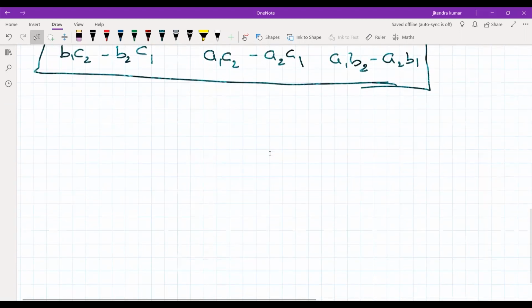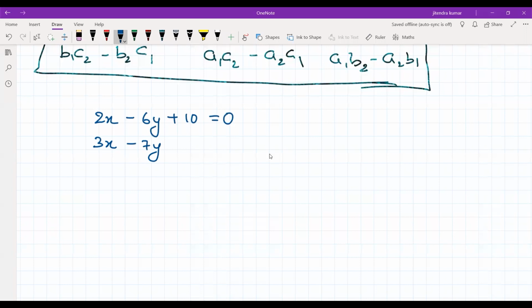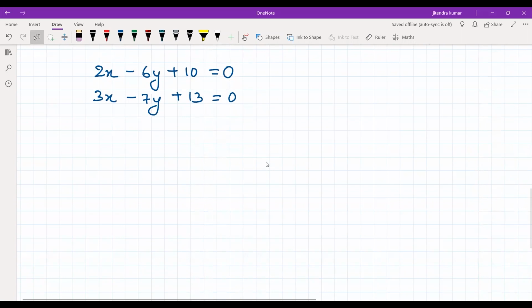So let's take one example: 2x minus 6y plus 10 is equal to 0, and 3x minus 7y plus 13 is equal to 0. These two linear equations are already written in the standard form, that is, the constant terms are already on the left side, so we don't need to do any rearrangement. We are clear about what our a1 and a2 are.